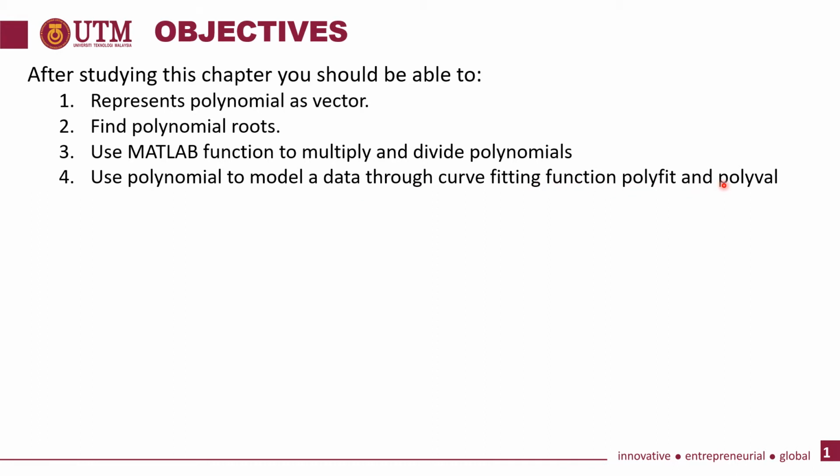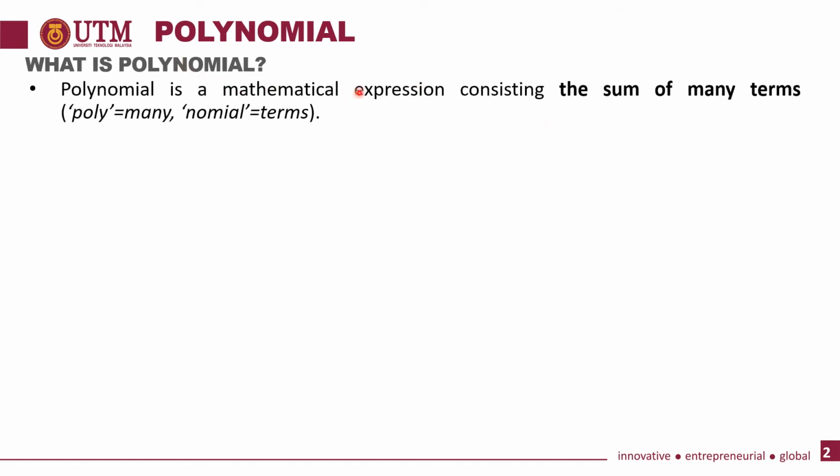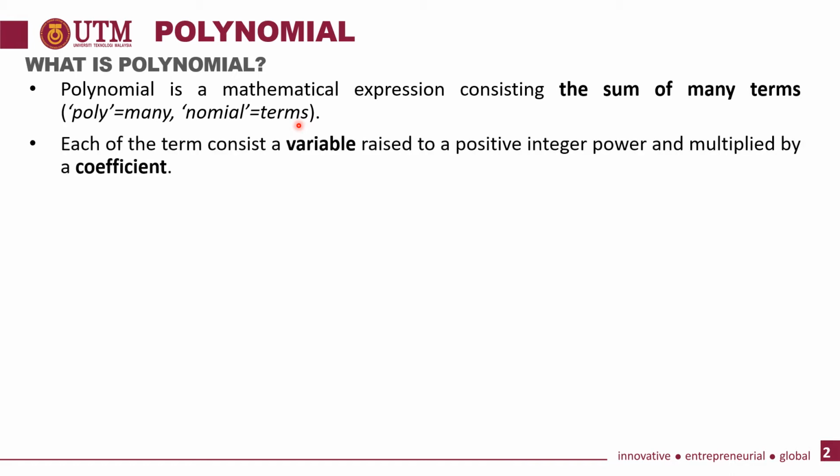Alright? Okay. So first, what is actually a polynomial? When we are learning about polynomials in this chapter, what is actually a polynomial? A polynomial is a mathematical expression consisting of the sum of many terms. When we see the word polynomial itself, poly means many, nomial means terms. So it is directly represented by many terms. It means that a polynomial has many terms. Each term in a polynomial consists of a variable raised to a positive integer power and multiplied by a coefficient.